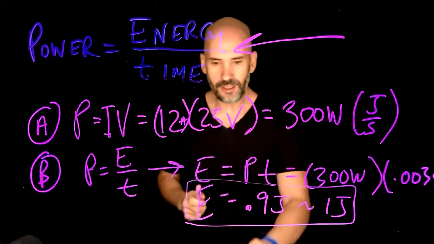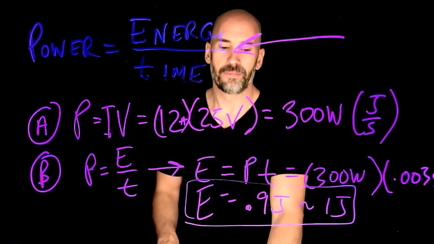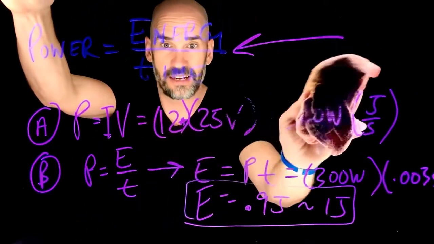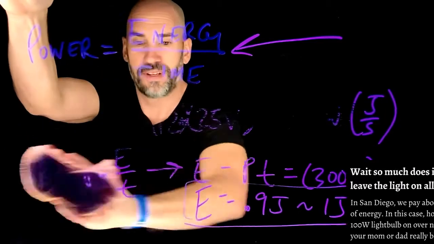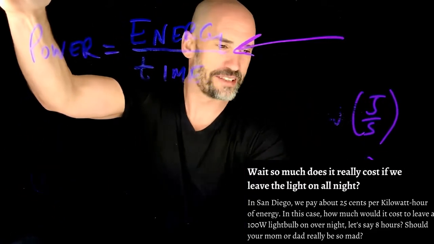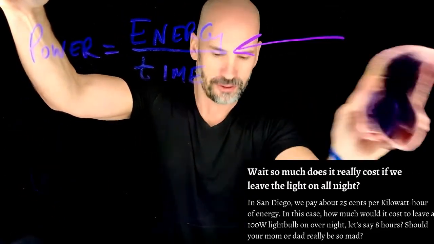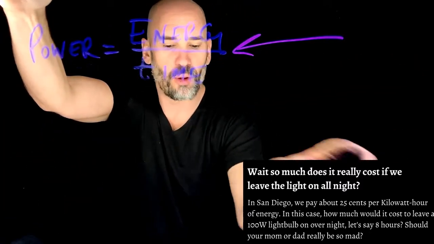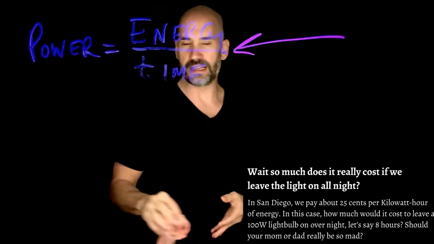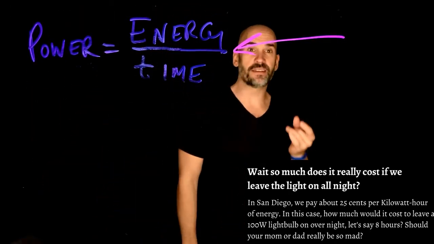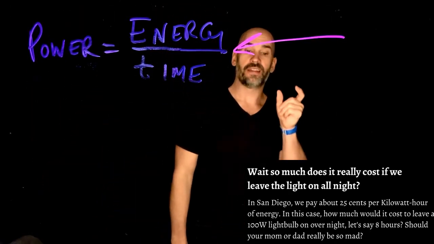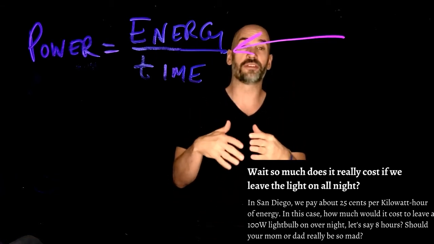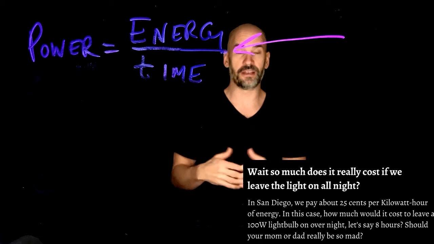Pretty cool. All right. Lastly, I want to look at this problem of how much it costs if we leave the light on at night. Okay? So let's take a look at that question. In San Diego, we pay 25 cents per kilowatt hour of energy. All right? Kilowatt hour is the unit of energy that power companies use to measure the amount of power used, right?